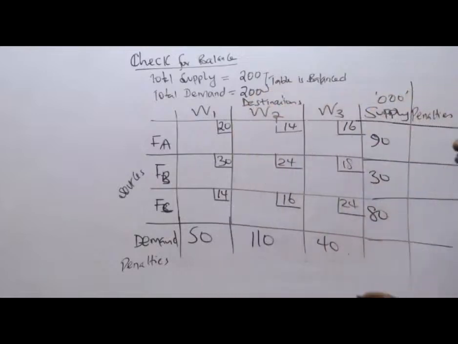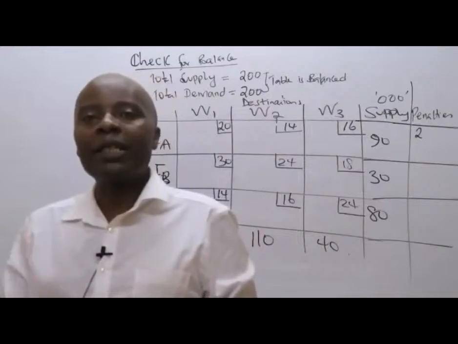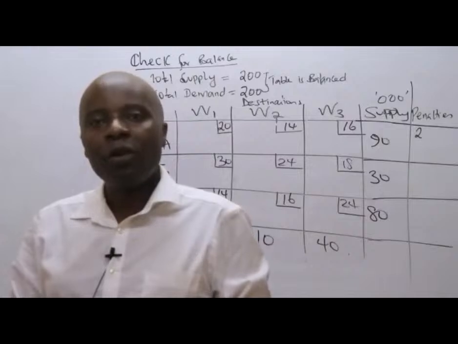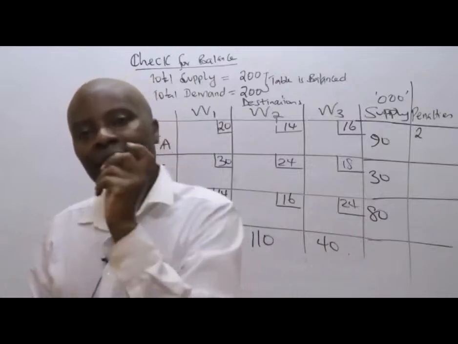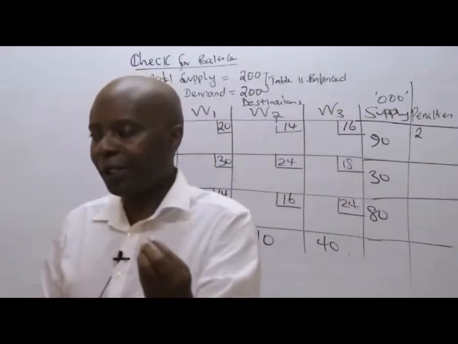So 14 minus 16 gives us 2, always penalty. Even if you get a negative, it's not possible for you to be penalized negatively. So you always ignore the negative. What have we said about penalty calculation? You take the best cell minus the second best cell in terms of the transportation cost per unit.